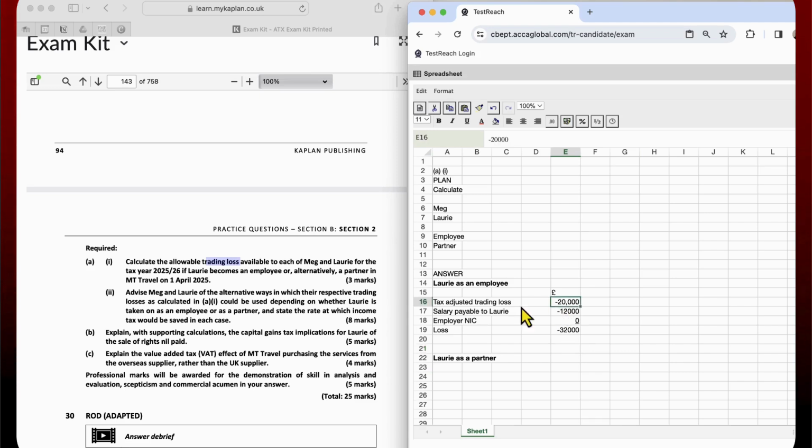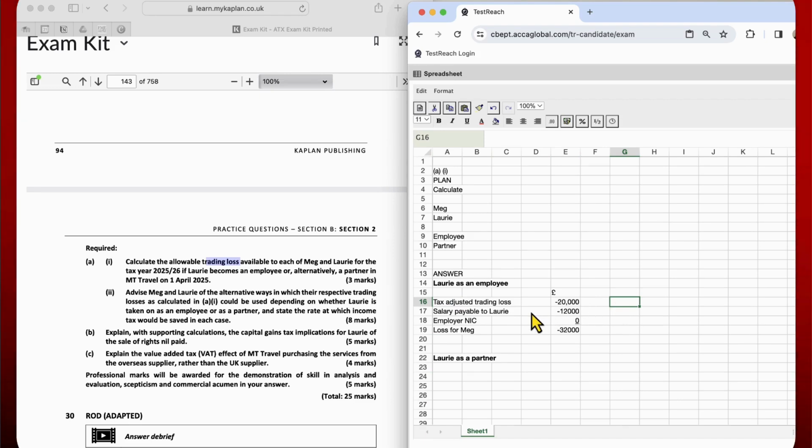Okay, so I've done my calculation. Calculate the allowable trading loss to each of Meg and Laurie for the tax year if Laurie becomes an employee. So Laurie as an employee, loss for Meg, because remember Laurie's just an employee in this situation, so Laurie's not going to be able to use a trading loss in any way because it's not Laurie's trading loss, it's the loss of Meg as the owner of the business. So if Laurie's an employee, we start off with the trading loss is expected to be 20,000.